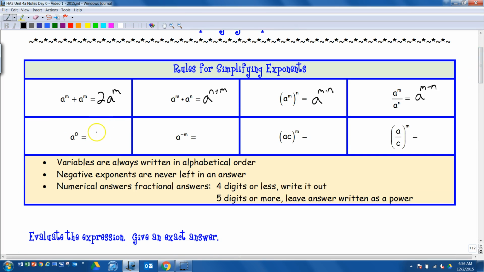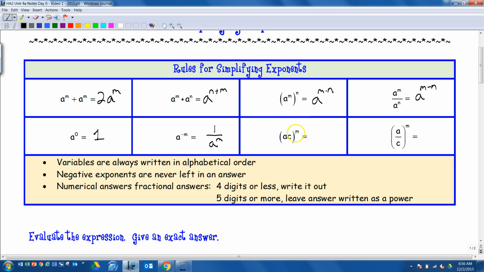Anything raised to the zero power is just 1. A negative exponent does not make the problem negative. It flips it over. So if it's a negative exponent by itself, it becomes a fraction, and then it's a to the m, and it's a positive exponent.